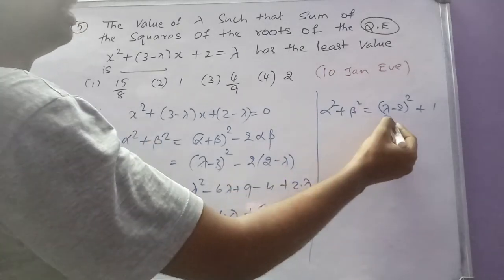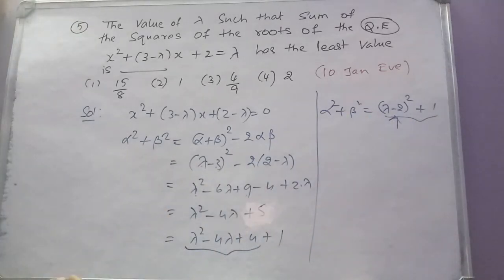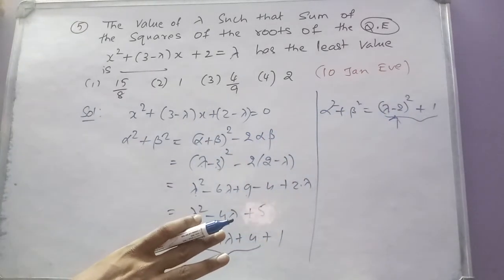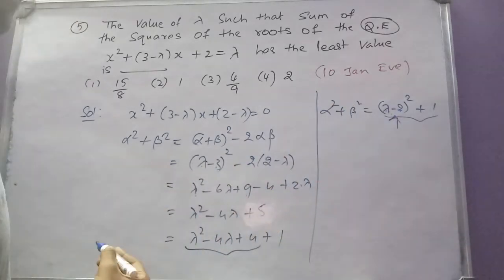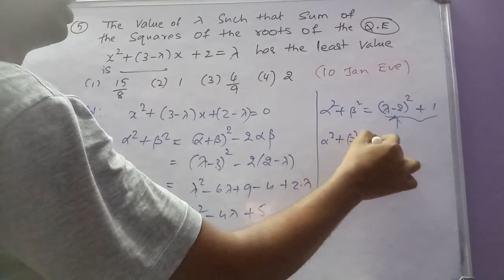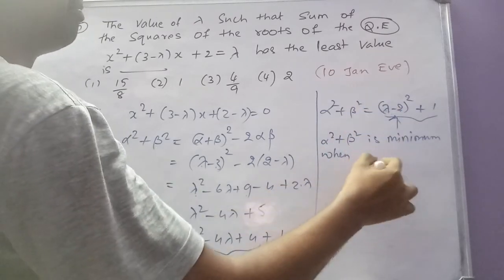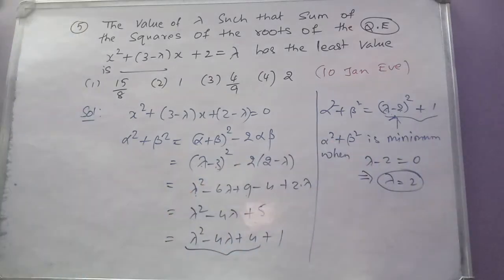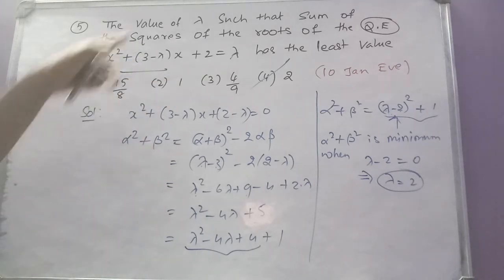Clearly, dear students, this entire thing is minimum when (lambda minus 2) whole square is 0, correct? If (lambda minus 2) whole square is 0, that is the least possible value for a perfect square, for any square. So alpha square plus beta square is minimum when lambda minus 2 is equal to 0, which means that the value of lambda is 2. Be careful, he is asking at what value of lambda alpha square plus beta square is minimum, the value of lambda.